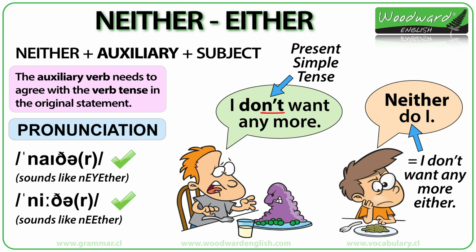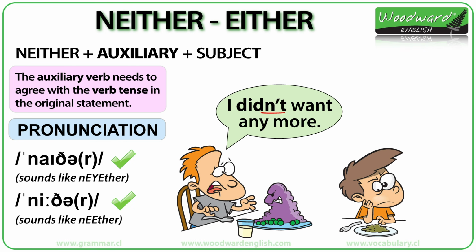Neither do I means I don't want any more either. So the complete interaction is I don't want any more. Neither do I. We use an auxiliary for all verbs except for to be and modal verbs. Let's look at the same sentence in the past tense.